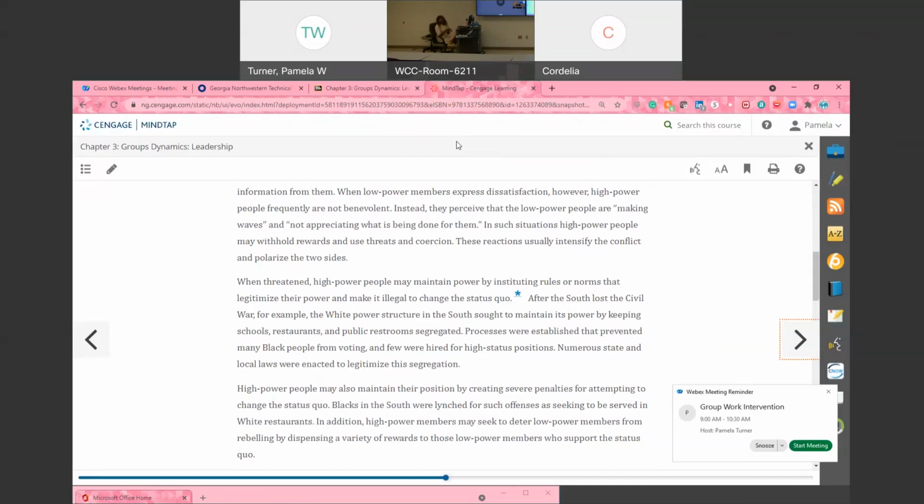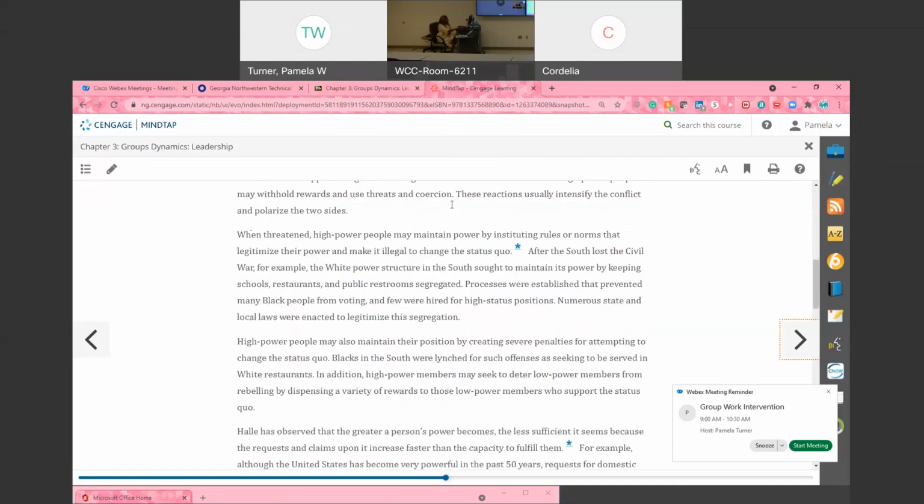Okay, I think about the election now, and again, not picking sides, but of course there's the high power of the Republican Party that believes, no matter what the local power says, that the high power won the election. So there are still people that were in high power that are still trying to hold on to those ways. Numerous states and laws were enacted to legitimize this segregation. So while the high-power people didn't get their way, they still found ways to legitimize their belief system. Sounds a lot like US politics these days.